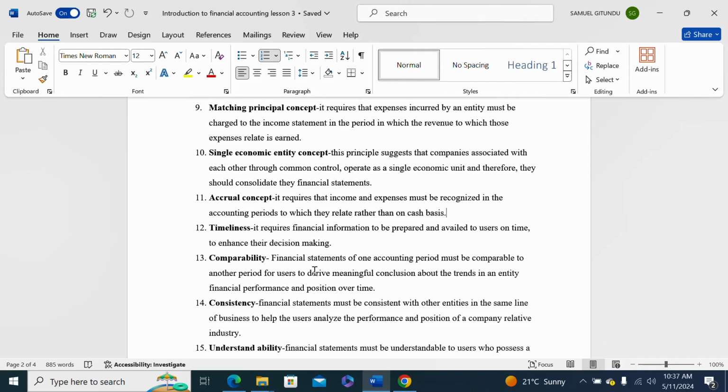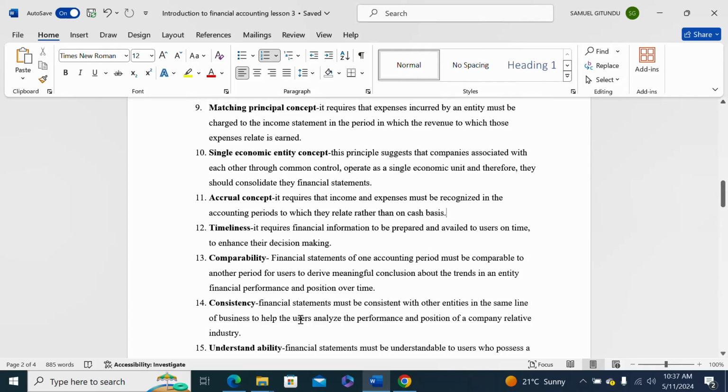And the reason why you can do that is due to this principle of comparability, because you're supposed to use the same policies to enhance this comparability. And also you can compare financial statements with financial statements of other industries because they are prepared using the same standards.